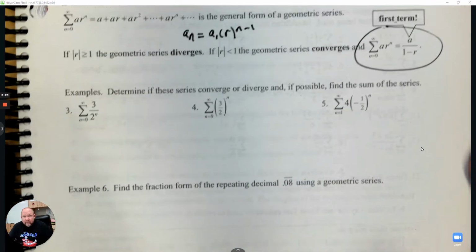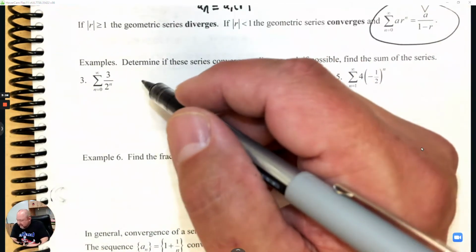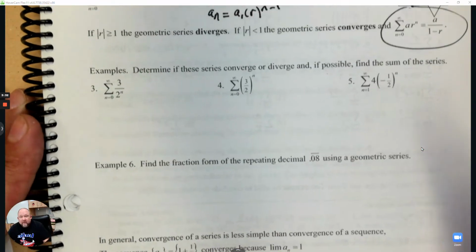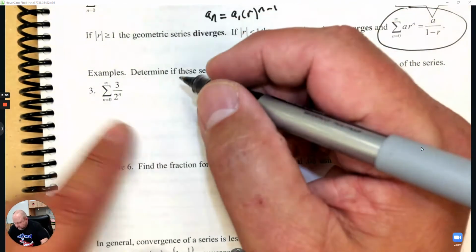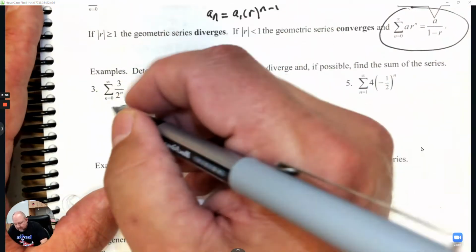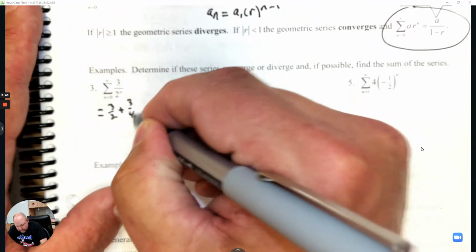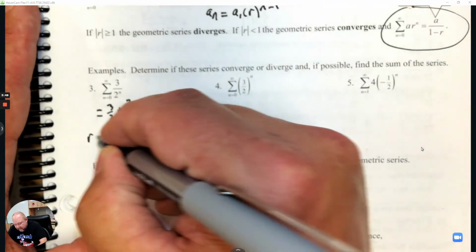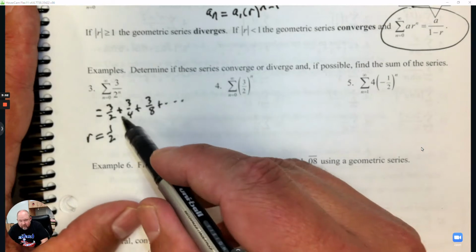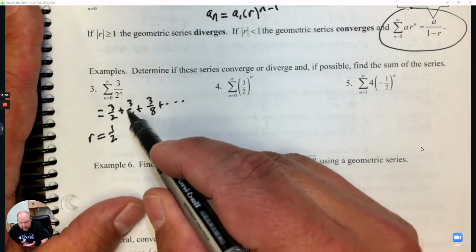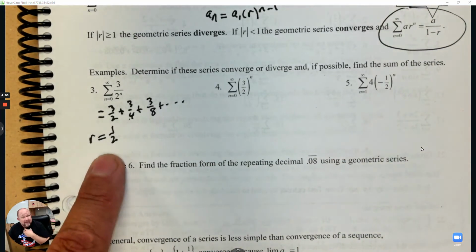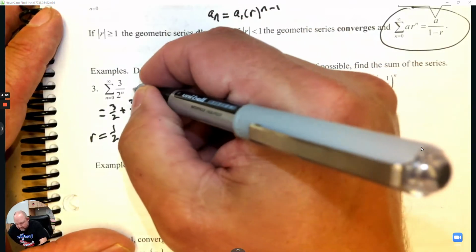So if I look at number 3, first of all, does this converge to an answer? If I multiply it out a little bit, plug in 1, plug in 2, plug in 3, what I hope that you see is that the common ratio is 1/2. You're just multiplying by a half to get there, multiply by a half to get there. And is the absolute value of this common ratio less than 1? Yes. So it converges.